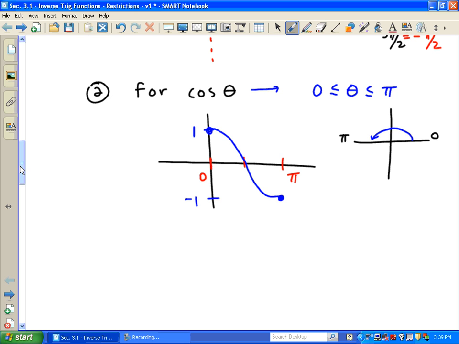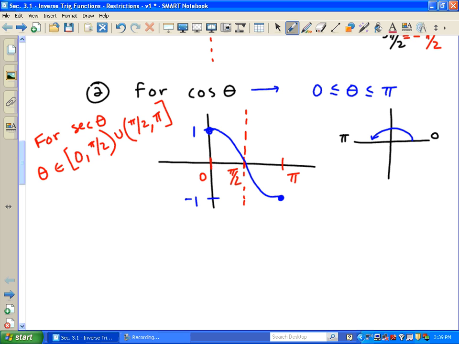Okay, the same thing for cosine. The reciprocal of cosine is secant, so I'm going to make a note over here on the side, and I'm going to say for secant theta, the restriction on theta is this. Secant is not defined where cosine is 0, so you'd have an asymptote in here. That particular quarter point is pi over 2. So the restriction here, you would go from 0 to pi over 2. You don't include that, so I use a parentheses, and then you go from pi over 2 to pi. That's the restriction that you put on theta for secant inverse.